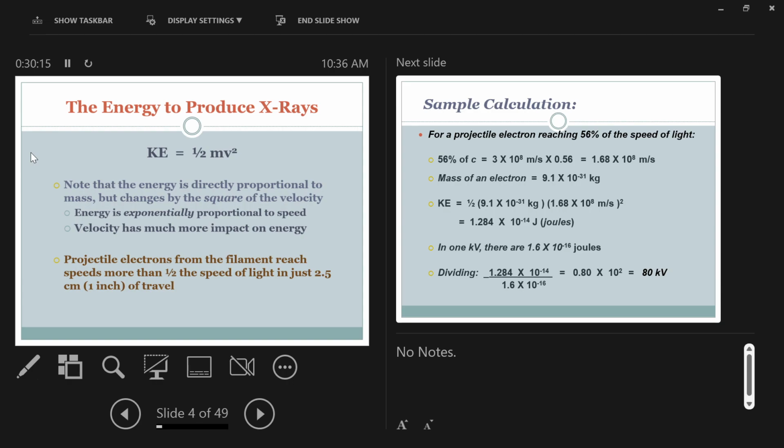So again, the whole point of this is to show you that we can calculate things with kinetic energy, and velocity counts for more than mass, okay? Beyond that, I'm not going to make you do much with this formula, besides remember it.